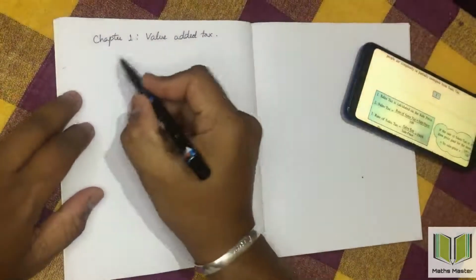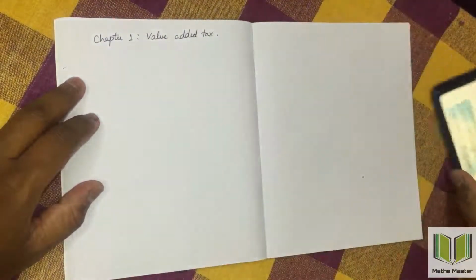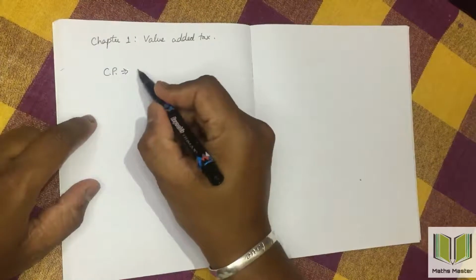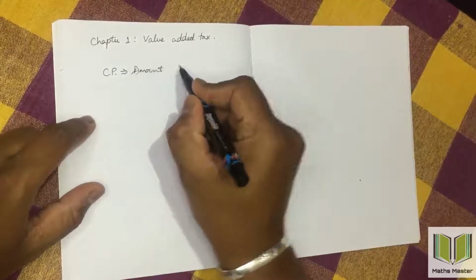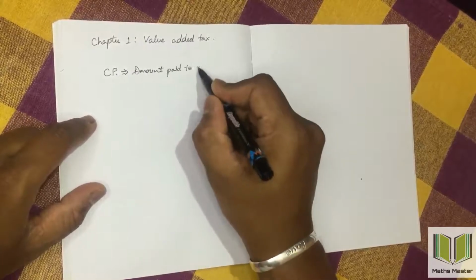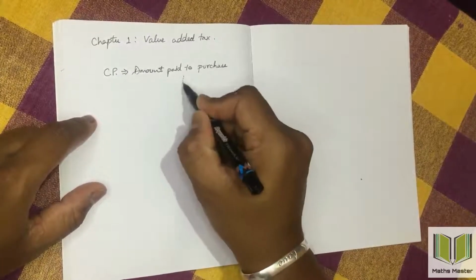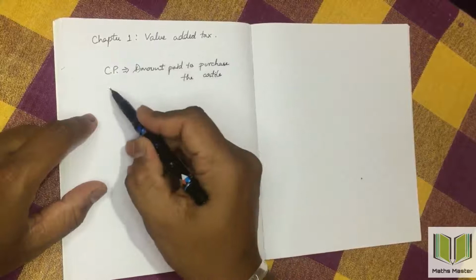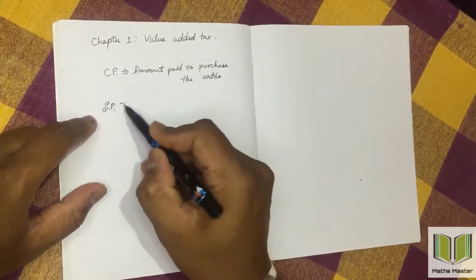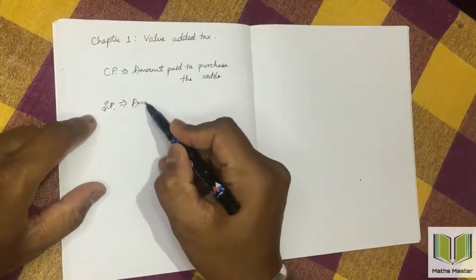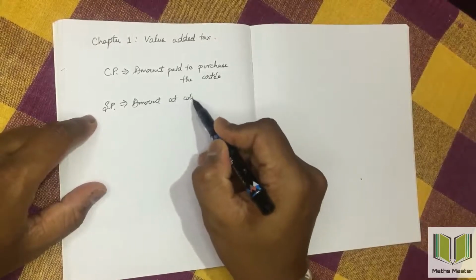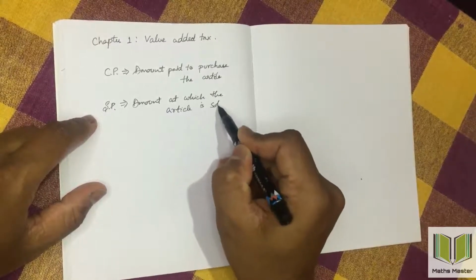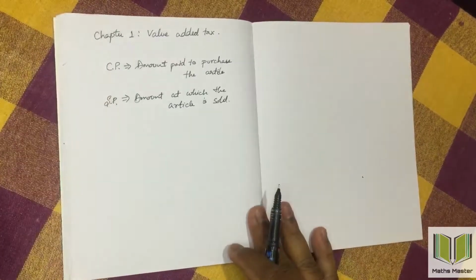We already know what cost price is equal to. So what is cost price? CP, in other terms, is the amount paid to purchase the item, the article, whatever it may be. Similarly, selling price is the amount at which the article is sold. This is a general definition for cost price and selling price.